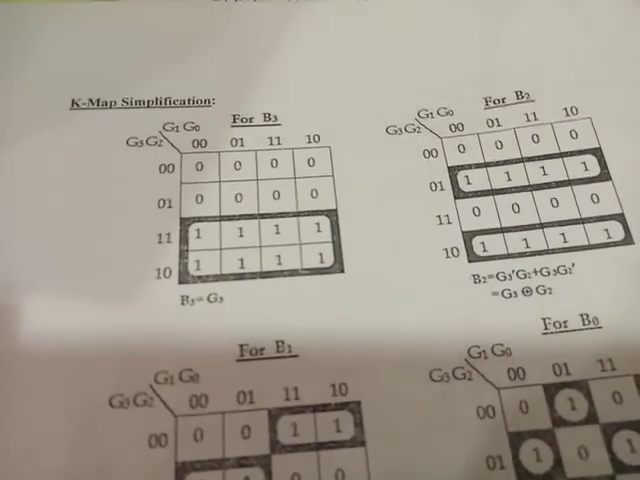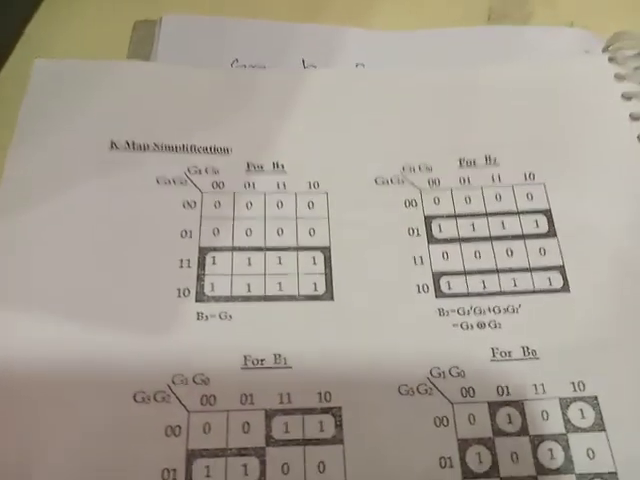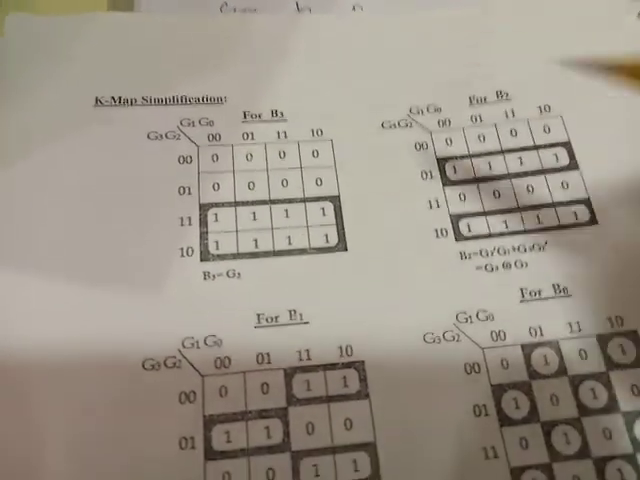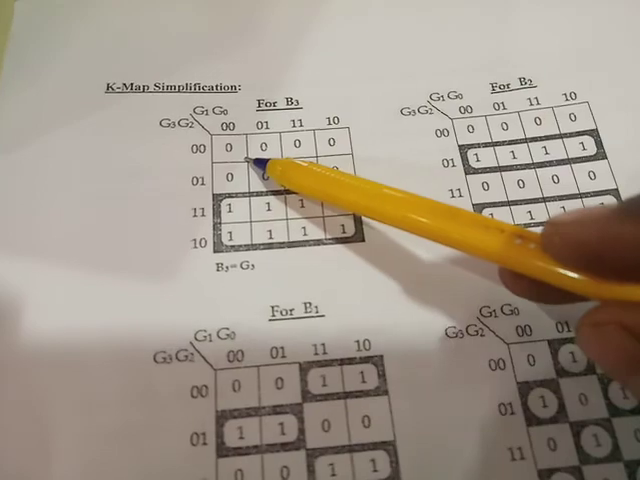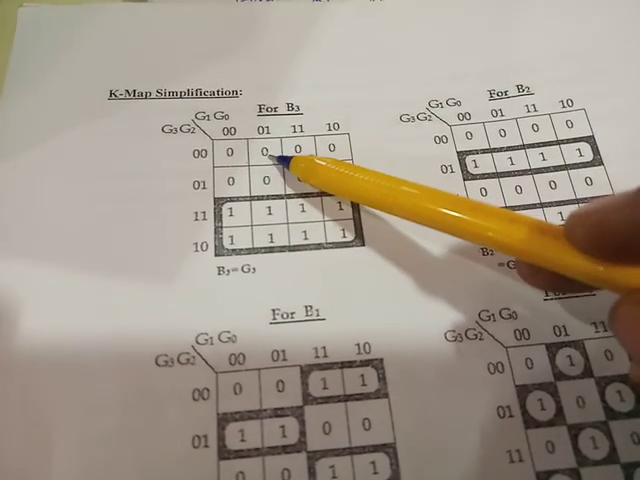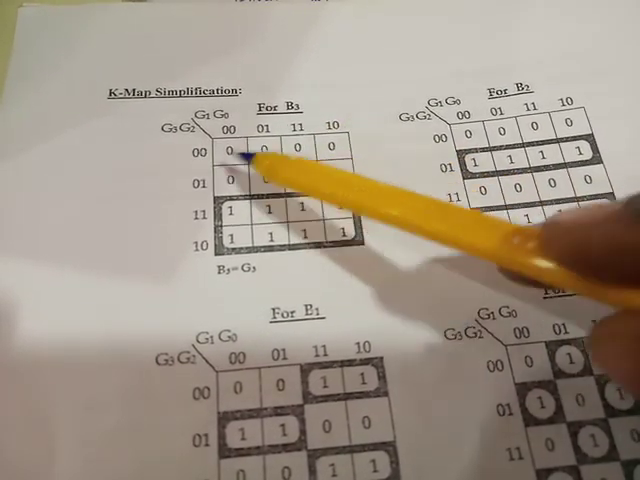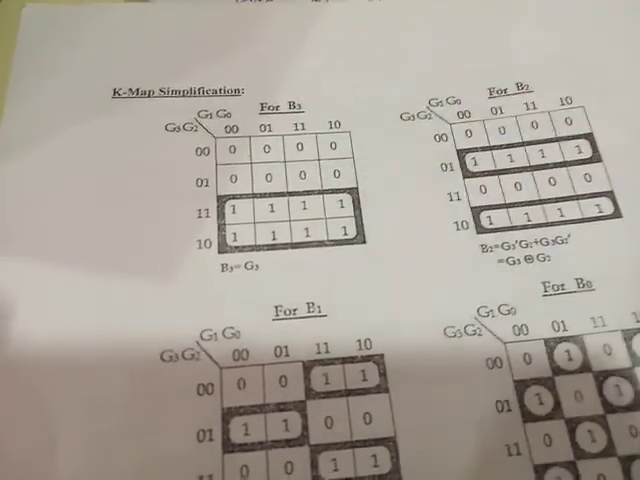So we have to write the respective values. For 0000, what is the value? This is 0, right? And 0001, 0011, 0010, and so on. So you fill all the terms. Now we are taking only B3, right? We are taking only B3.